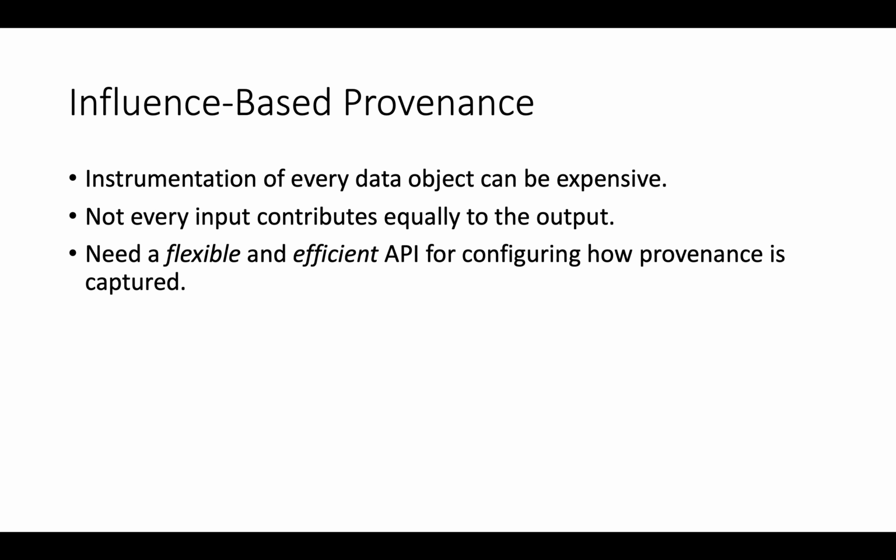As a result, we decided to also implement influence-based provenance, which is kind of the mirror approach. The key insights behind influence-based provenance are as follows. We wanted to avoid instrumenting every data object so that we don't have any excessive computational overheads. And we also wanted to define a flexible API that can capture differences in input contribution for a particular UDF output.